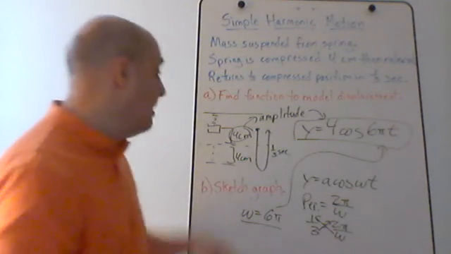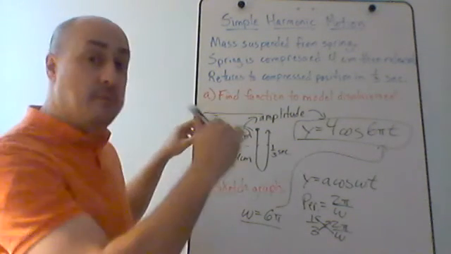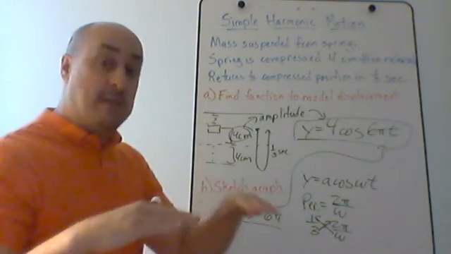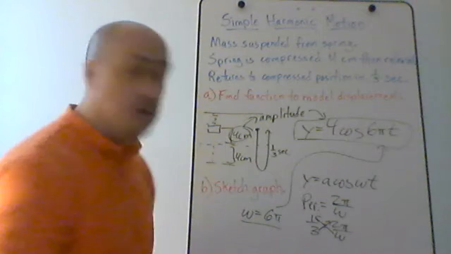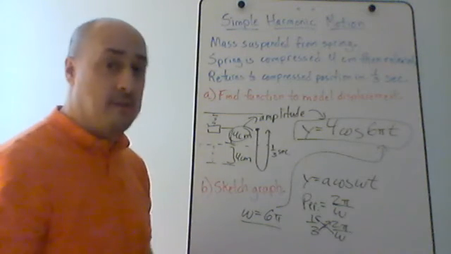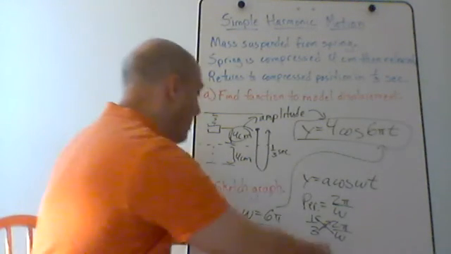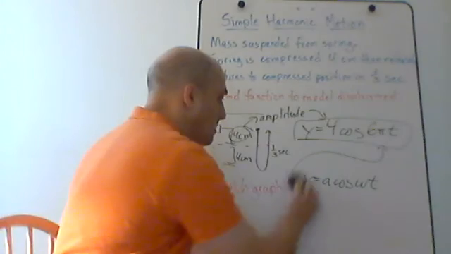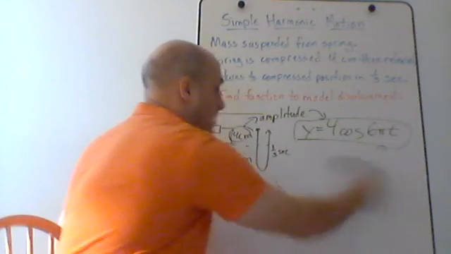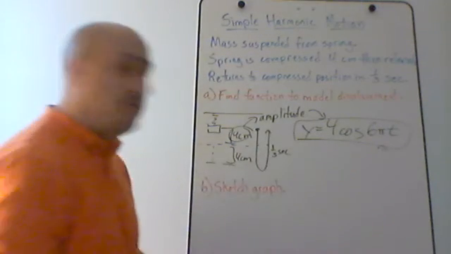Remember, the key difference there: cosine starts at the maximum position, sine starts at the rest position, in the middle. So if you keep that in mind, then it's not that hard to figure out which one it's going to be. All right, so that's part A, finding the function to model our displacement. Let me erase all this work so that we have room to do the second part, which is to sketch a graph of the function.